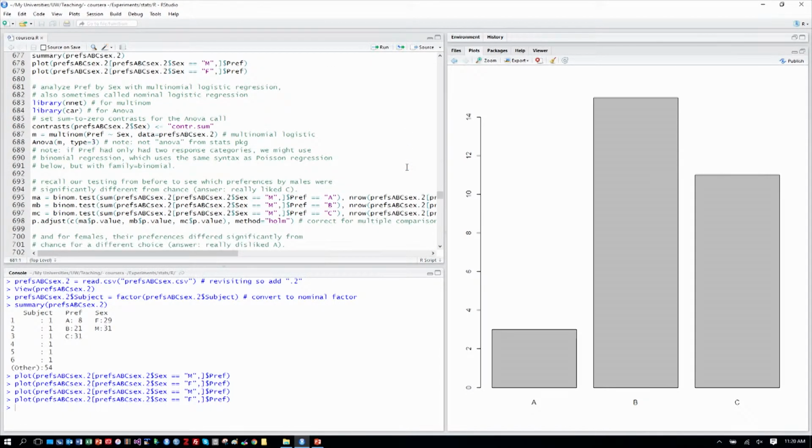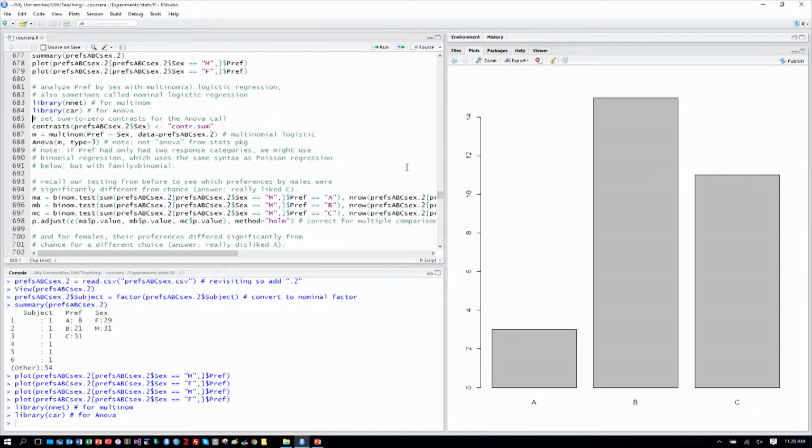Okay, so let's go ahead and analyze these preferences by sex, and we'll use a generalized linear model for multinomial logistic regression. Again, also sometimes called nominal logistic regression. And we'll load in a couple of libraries to help us carry this out. We're using a call that you'll see to Anova with a capital A. This is not to be confused with anova with a lowercase a, which is from the basic stats package that comes with R. The car library's Anova with a capital A is a little bit different and takes a little bit different data. You can look that up and read the help pages for those two calls.